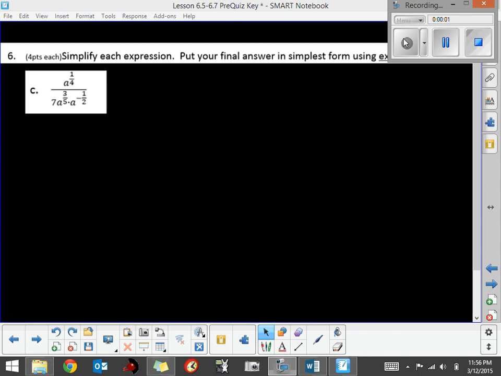In 6C, it wasn't very clear in your copy of your pre-take here, so I'm not sure if you saw this as an a to the negative 1/2, but that's what it is. There are a couple different avenues that you could go down, and I'm going to go down the path that I feel most comfortable with.